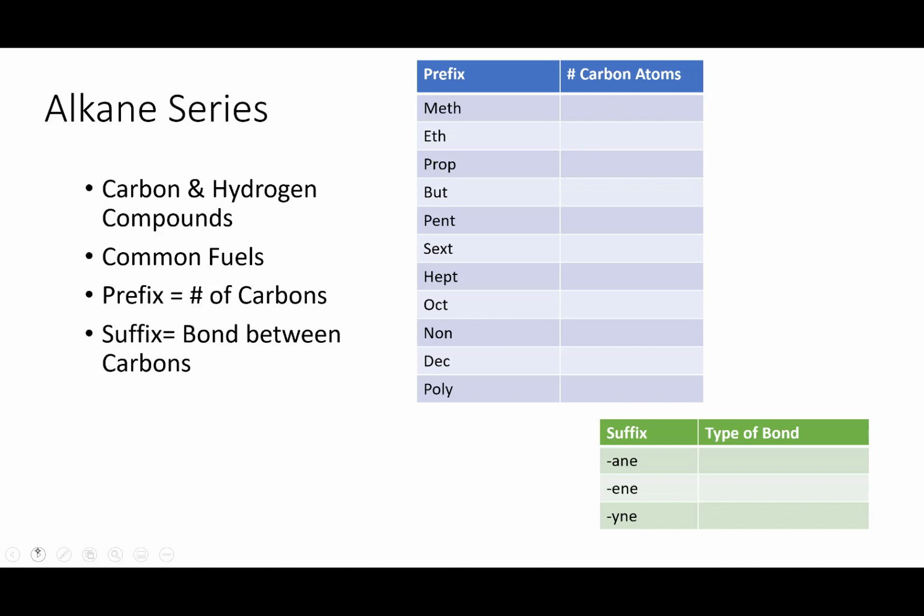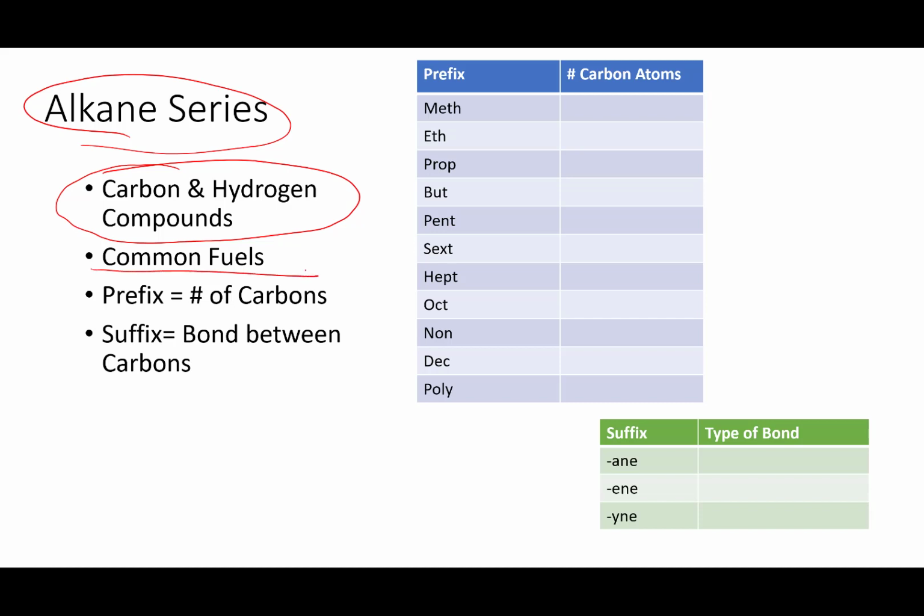And this time we're going to talk specifically about the alkane series. These are just carbons and hydrogens bonded together. And these things commonly make fuels like methane in your gas stove, propane that you might use in a grill, gasoline that powers your cars. And they're pretty easy to name.